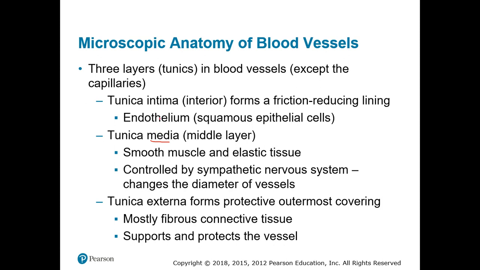We need those blood vessels to be able to expand and contract. Typically, these are controlled by your sympathetic nervous system because they are the ones that change the diameter of your blood vessels. If you forgot, sympathetic is typically your fight or flight system. And the last one, tunica externa, think of external. This is going to be the outermost covering. It is very fibrous, it's made up of connective tissue, and it's going to provide the main support and protection of the blood vessel.